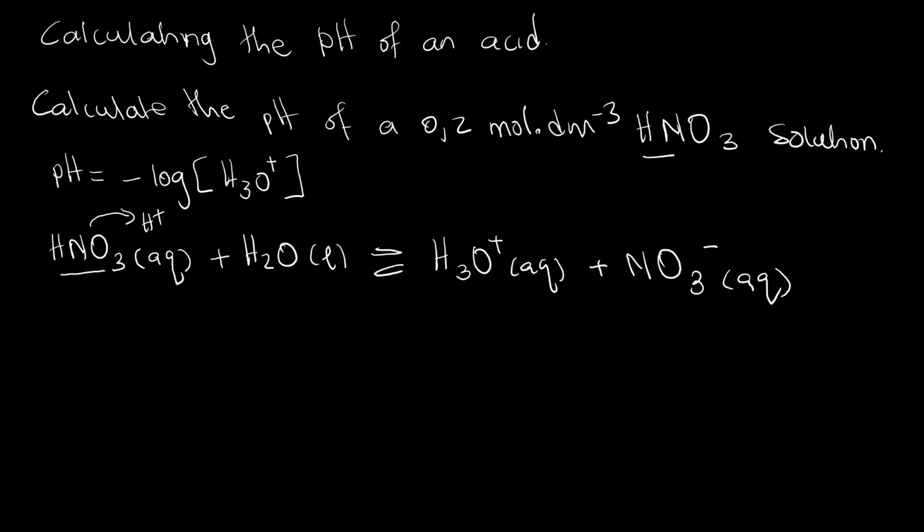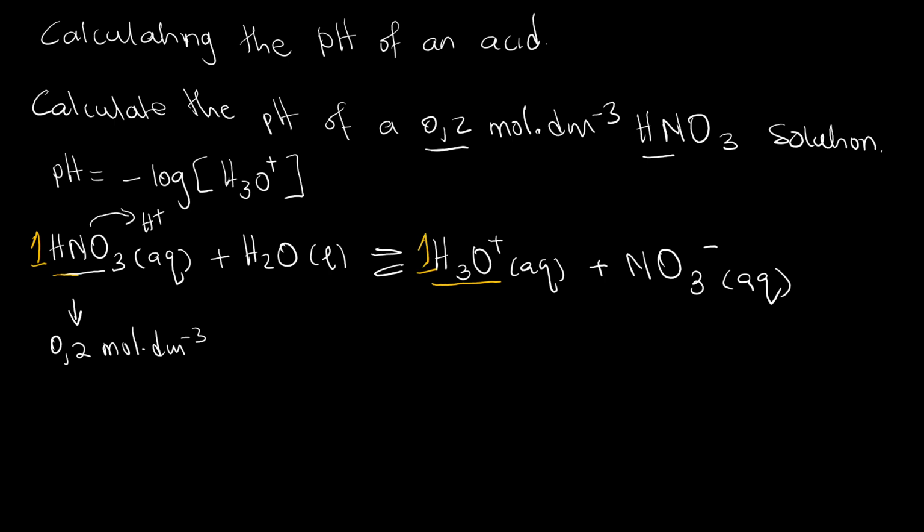So you are given the concentration of an acid. You can write this down and say this is my 0.2 mole per decimeter cube. Now what we're going to do is use the mole ratio, because we are looking for the concentration of H3O+. Look at this. The mole ratio is 1:1.